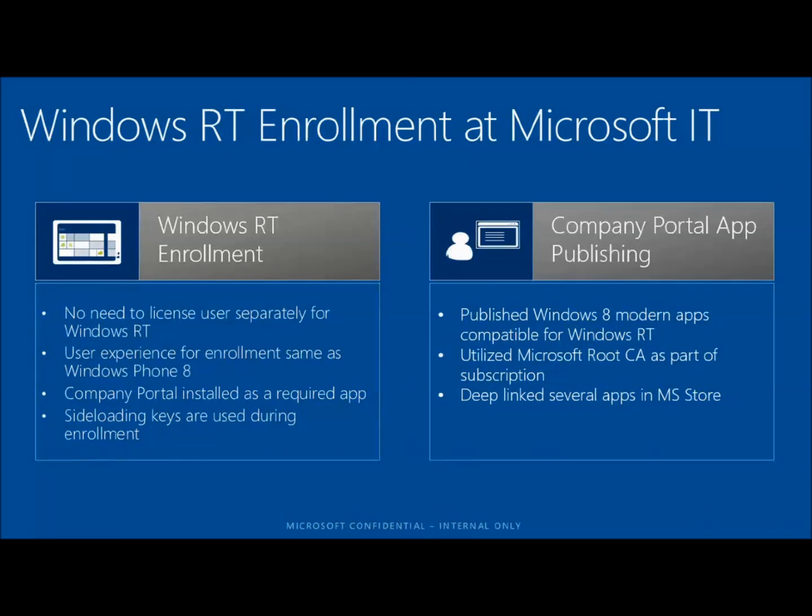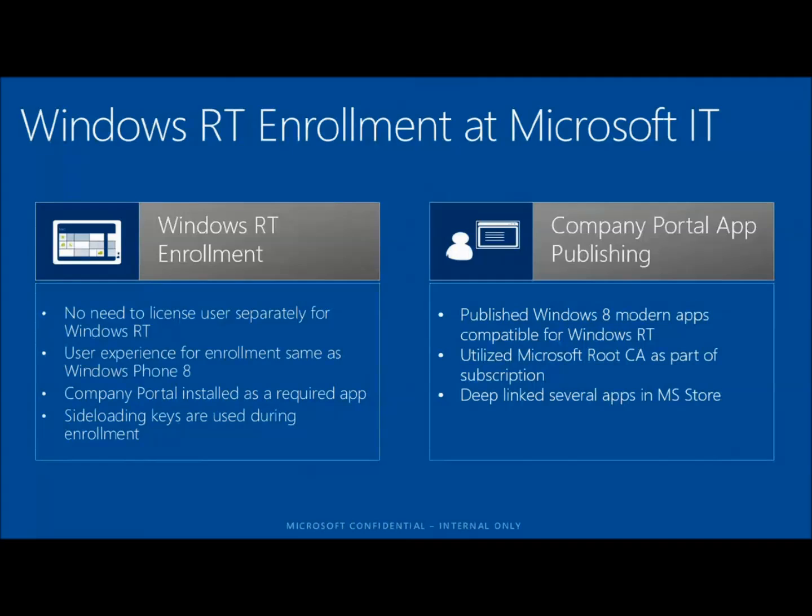Company portal, during the beta time frame, we had to sideload the company portal for WinRT devices. But right now, you can go to MS Store, directly download the company portal for WinRT devices, and install it on demand anytime. And whenever users enroll their devices, it automatically takes the sideloading key and enrolls on the device. So the sideloading key is what you get when you purchase the volume licensing sideloading key, and that one key will be used during the enrollment time.